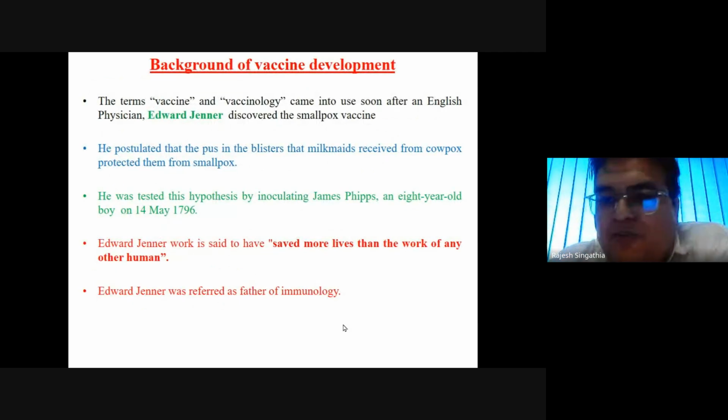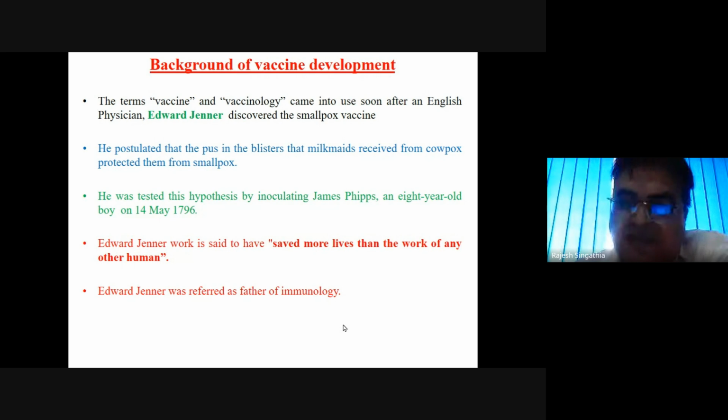Before going into detail, we should know about the background of vaccine development. The terms vaccine and vaccinology came into use after an English physician, Edward Jenner, discovered the smallpox vaccine.